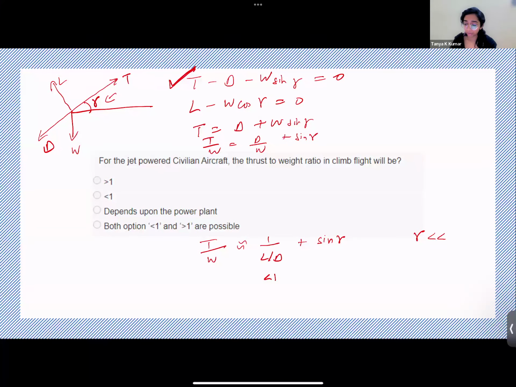So the sine gamma value is again very minuscule. It's less than 1, so this overall term, thrust to weight ratio, will be less than 1. Generally, it will be less than 1. For fighter aircraft, you will have higher values, in fact 90 or greater than that. That's a different case, but here we're doing civilian aircraft. So the condition you should remember is that your gamma, the flight path angle, your climb angle, is very, very small.